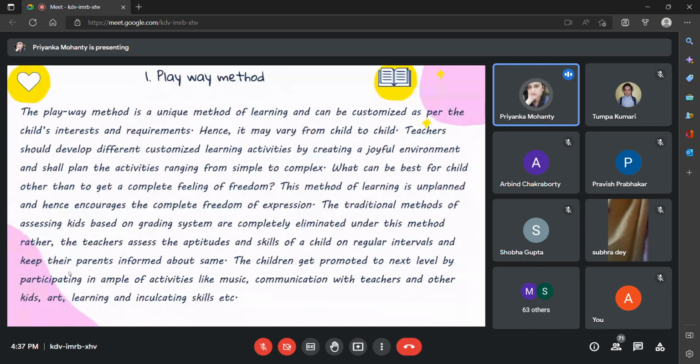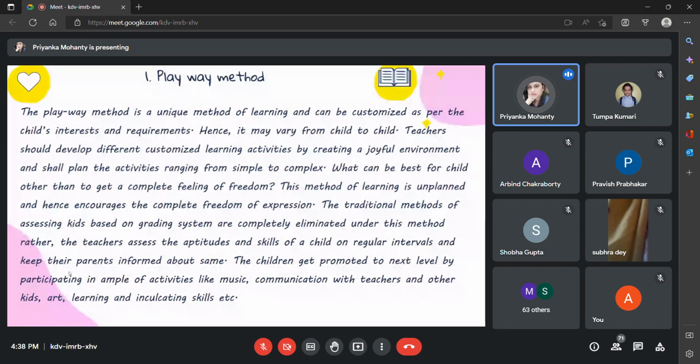What can be best for a child other than to get a complete feeling of freedom? This method of learning is unplanned and hence encourages complete freedom of expression. The traditional method of assessing kids on grade systems is compulsory and limited. Rather, the teacher assesses the aptitude and skills of the child at regular intervals and keeps their parents informed of the same. The child gets promoted to the next level by practicing ample activities like music, communication with the teacher and other kids, art, learning and inculcating skills.